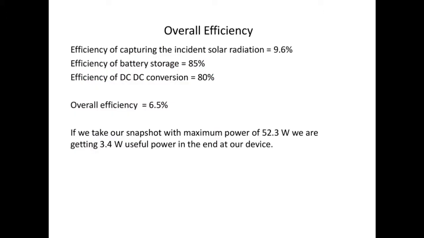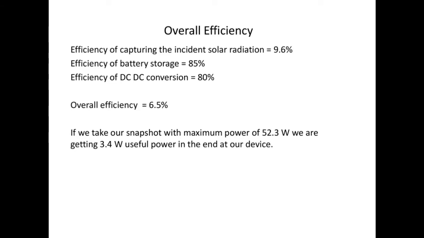With all those calculations and numbers floating around, it might not be obvious how little of the energy incident on this panel actually got to be useful in the end. So let's just look back quickly. The efficiency of CapGen we worked out to be 9.6%. The efficiency of the battery we assumed to be 85%. The efficiency of the DC-DC conversion used 80%. Overall efficiency of this entire thing is 6.5%. So it's not that efficient.